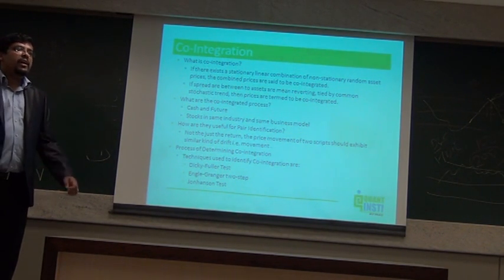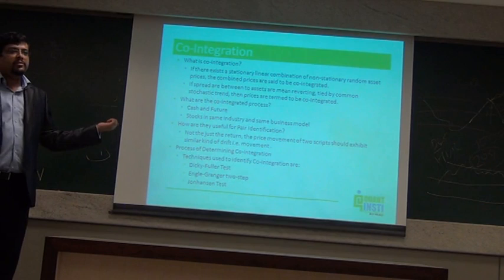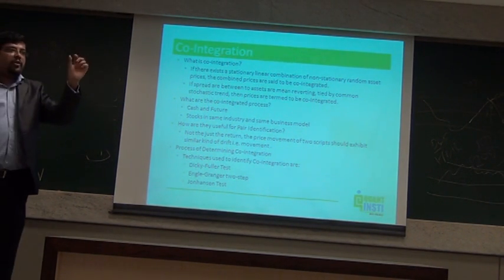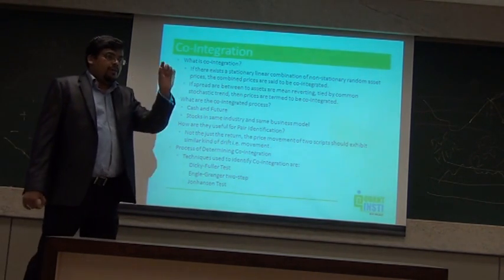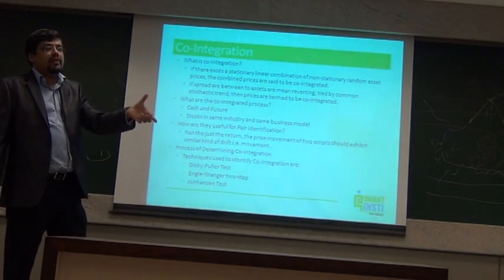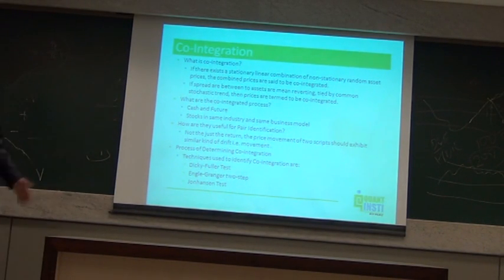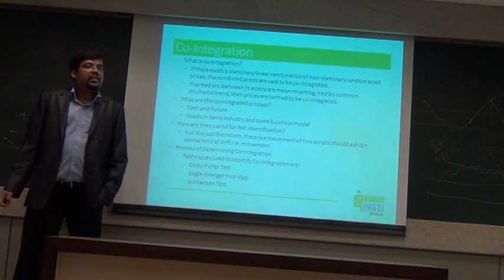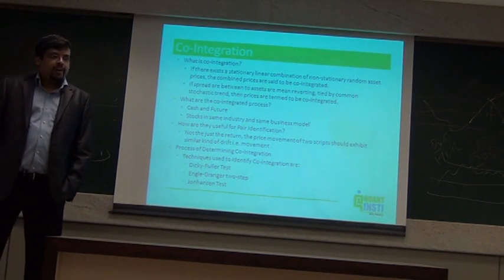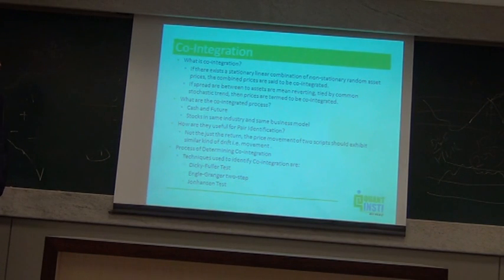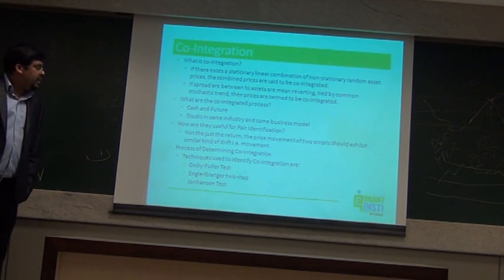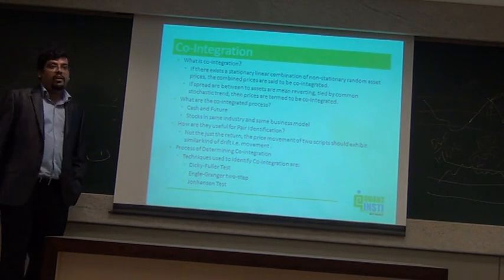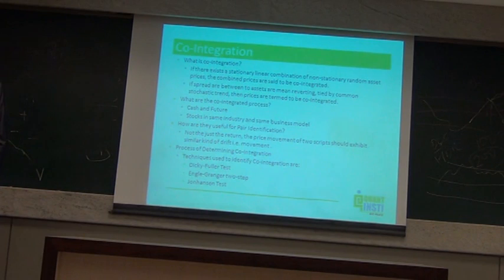You can very well say something like prices in NSE and BSE. They might have some kind of movement which is at some point of time different from each other. The prices will be different from each other, but they will converge together; they will always remain together. So you can have that kind of thing. Stocks in the same industry with the same business model, that's what we are talking about in pair trading. That is a cointegrated process. How are they useful for pair identification? Not just the return, the price movement of two scrips should exhibit a similar kind of drift. That is movement. Okay?